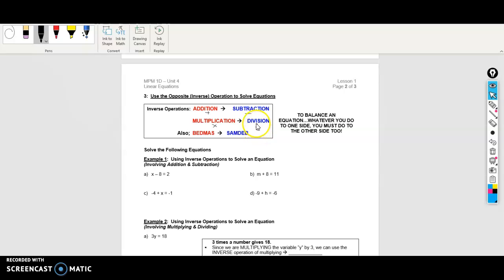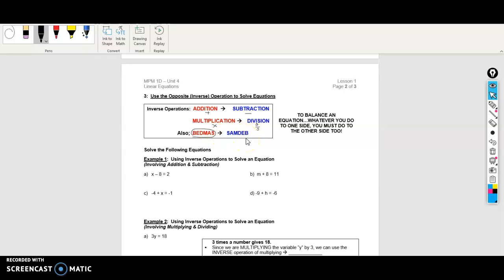Now when you do inverse operations and you're trying to solve for a variable, you also need to make sure you're doing BEDMAS backwards as well. So normally you have brackets, exponents, division, multiplication, addition, subtraction. Now you're becoming SAMDEB: subtraction, addition, multiplication, division, exponent, and brackets. So that has to be performed backwards as well.